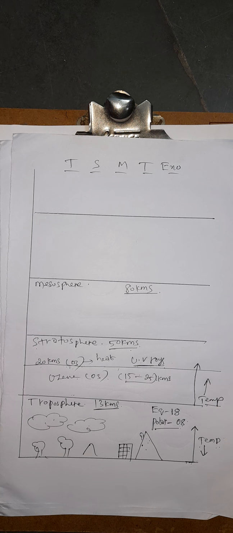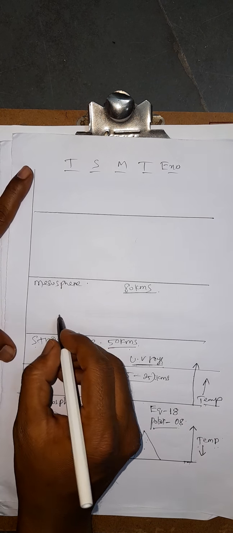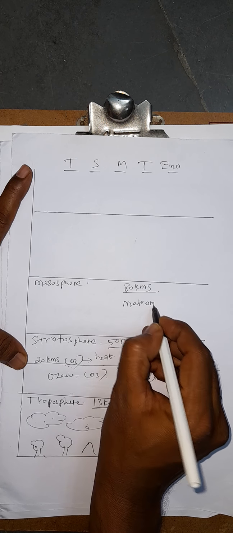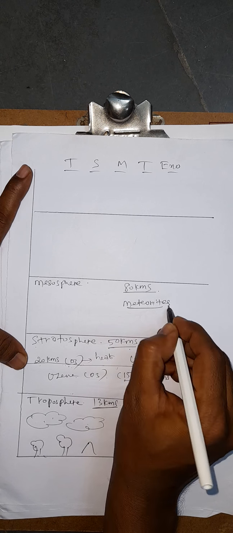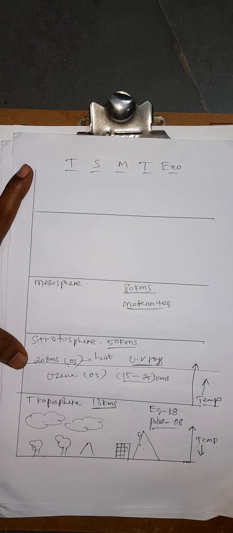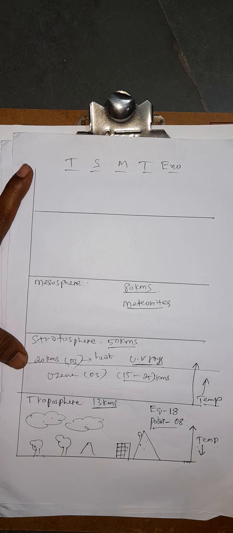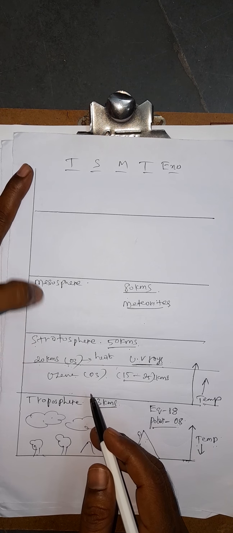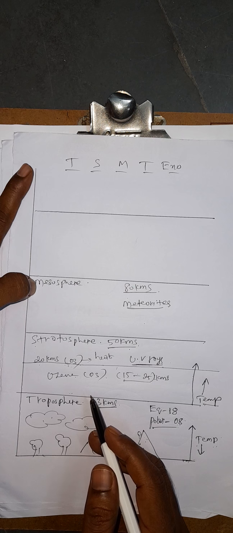You might have heard about meteorites, right? Let me write this over here. Meteorites. Some may pronounce it differently, but we should pronounce it as meteorites. These meteorites burn in this layer, the mesosphere, which is of 80 kilometers, next to the stratosphere.